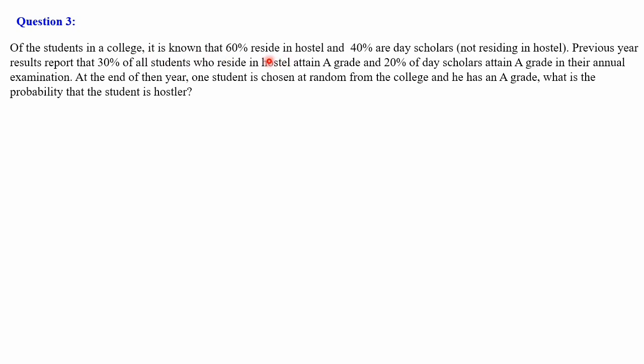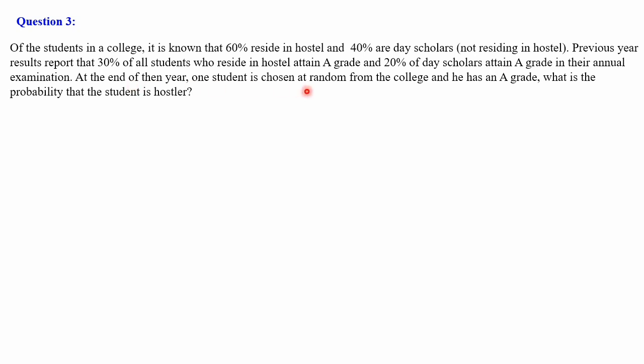Here there are two categories mentioned, hostelers and day scholars. 60% are hostelers and 40% are day scholars. These two we can take as E1 and E2. Previous year results report that 30% of students who reside in hostel attain A grade. This we can consider as an event A, student who attains A grade. Then 20% of the day scholars attain A grade in their annual examination. So up to here when we read, we can define E1 as hosteler, E2 as day scholars, and A we can consider as student who attains A grade.